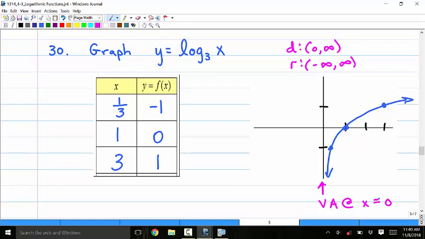Something I want to point out: to find the domain, whatever you're taking the log of, you set that bigger than 0. So over here I'm going to say, to find the domain, take this and set it bigger than 0. Got it?